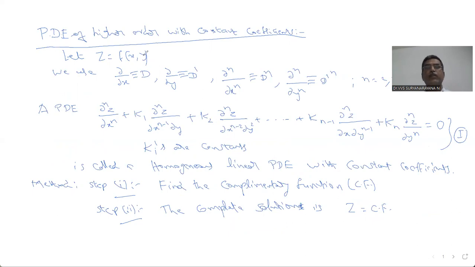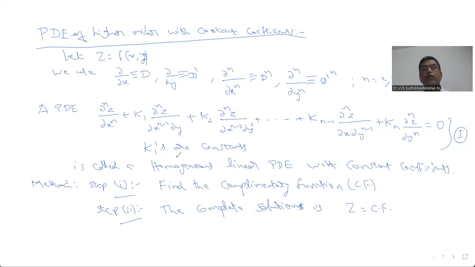So if we take x and y as independent variables, and if we use the symbol z for the dependent variable, then z depends on x and y, meaning z is a function of x and y. Throughout this unit, we'll use this notation: dou by dou x as D, dou by dou y as D dash, and nth order partial derivative with respect to x as D power n, and nth order partial derivative with respect to y as D dash power n, for all n from 2 to infinity.